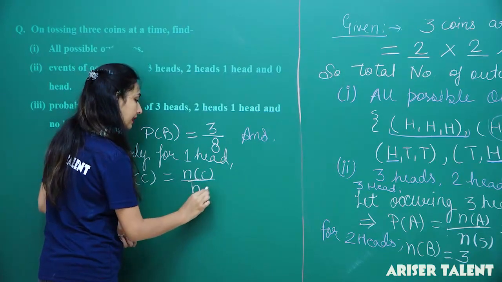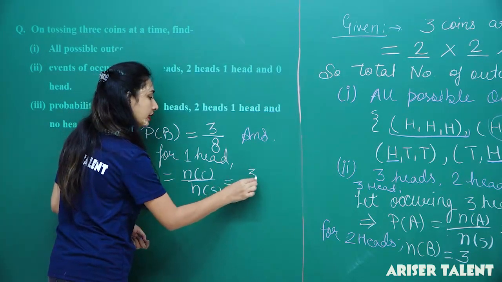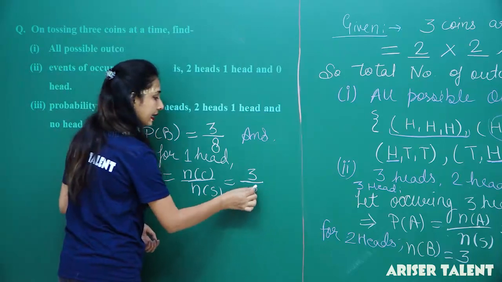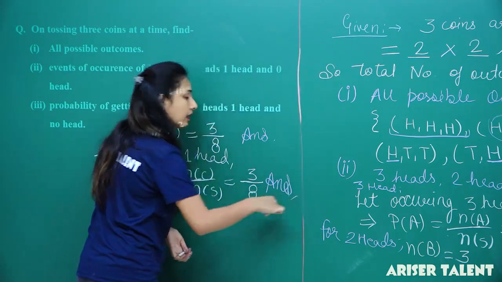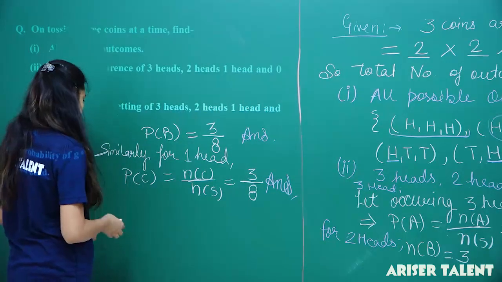NC upon NS. Now NC is equal to what? Calculated, it is 3, and NS is 8. So again, 3 by 8 is your answer. Right or wrong?